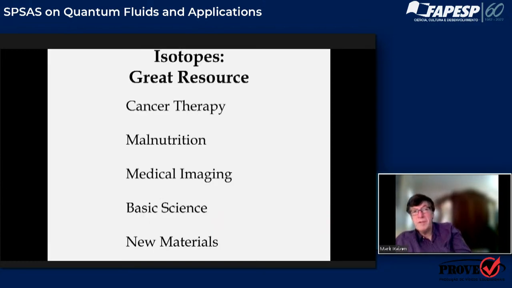So isotopes, in fact, are a great resource that until now have not been really utilized properly. I'll give some examples, but they are used as radioisotopes for cancer therapy. Stable isotopes are used for addressing malnutrition due to deficiency of minerals. They're used for medical imaging, basic science, and even new materials.